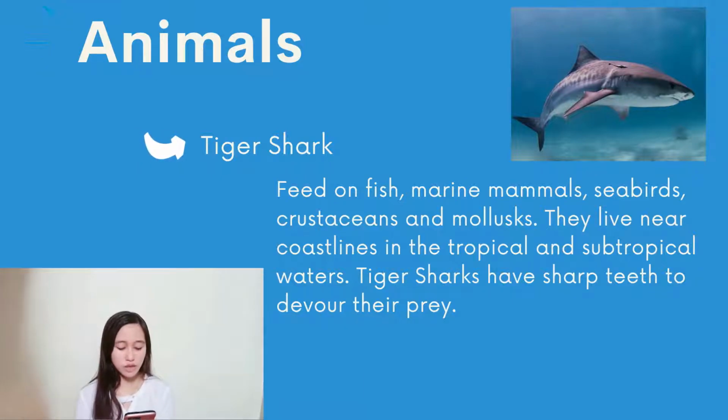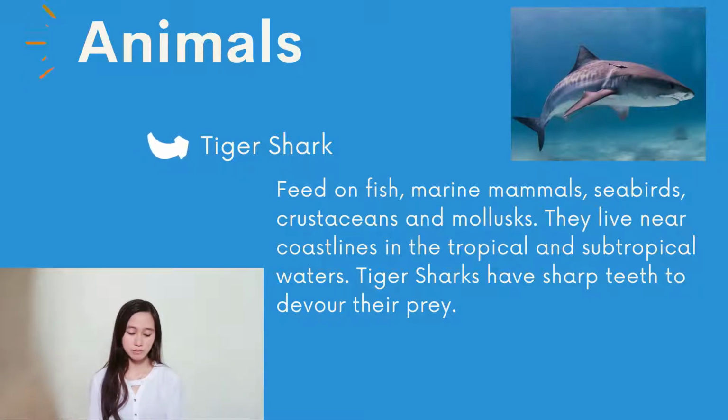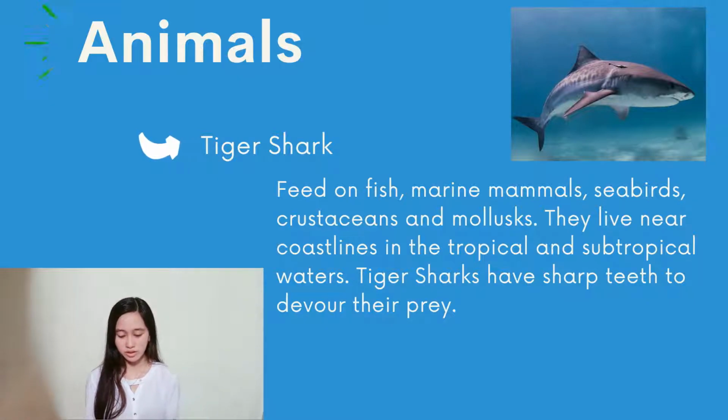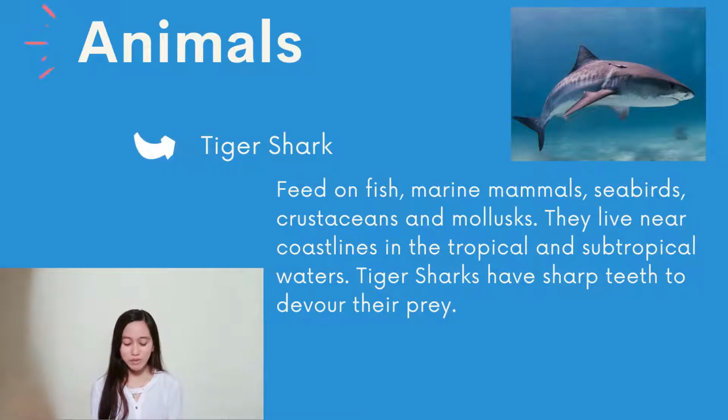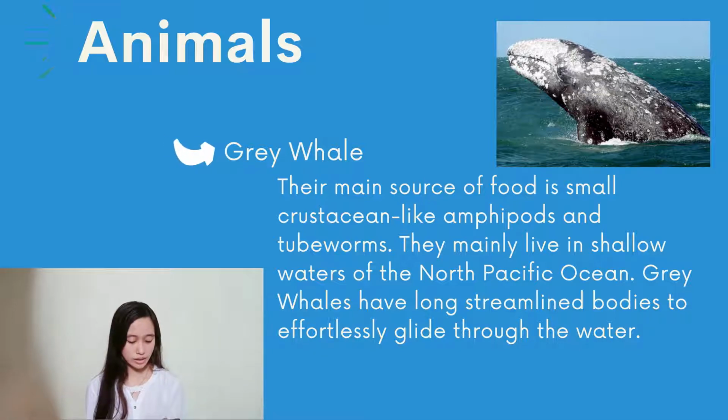The first example of animals is the tiger shark. So, tiger sharks feed on fish, marine mammals, seabirds, crustaceans, and mollusks. They live near coastlines in the tropical and subtropical waters. Tiger sharks have sharp teeth to devour their prey. Additionally, tiger sharks are aggressive predators, famous for eating just about anything they find or are able to capture.